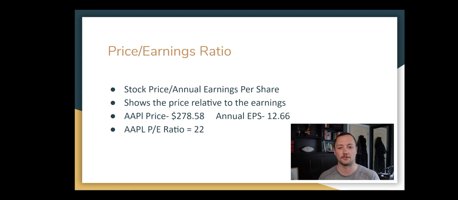When we look at the comparison of Apple, we can see that their price today is $278.58. Their annual earnings per share based on the last 4 quarters is $12.66. So all I've done is taken the earnings per share in a quarter and added them up for the last 4 quarters to get the annual earnings per share. And when we do the math on this and we divide the stock price by the annual earnings per share, it gives us a ratio of 22.